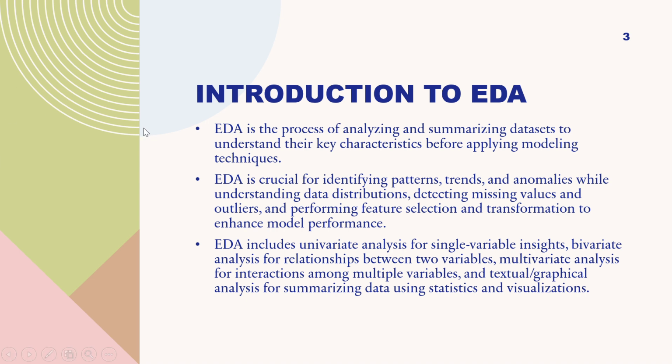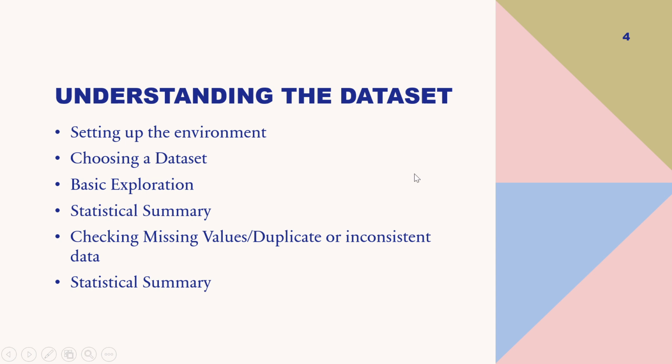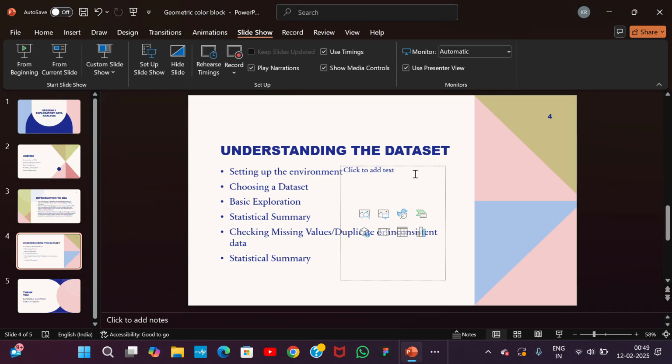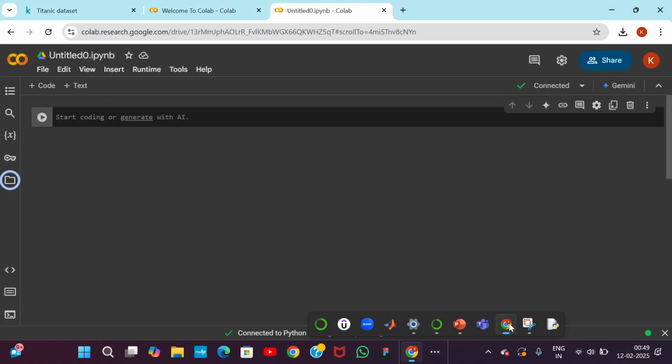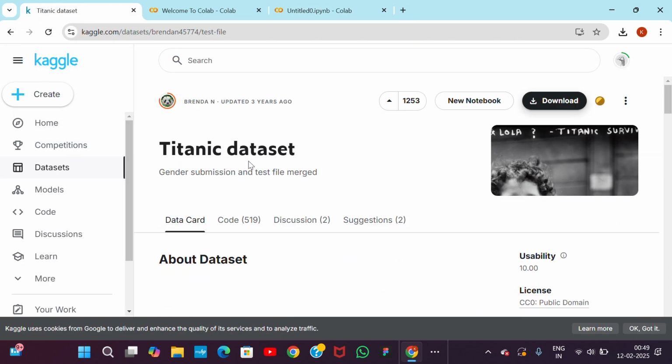Next up, we have understanding our data. To understand our data, first of all, I'll have to show it to you using Google Colab. So let's just go to Google Colab. To understand our data, let's just pick up a data set. The most popular one is the Titanic data set.